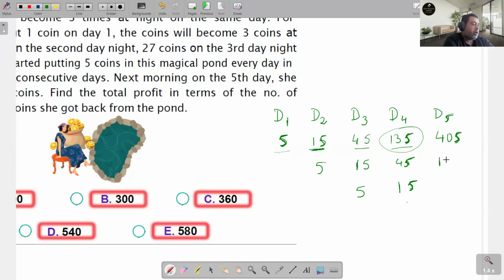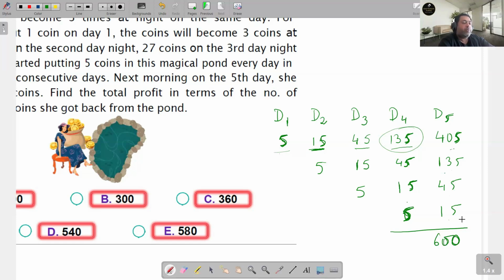These coins will become 135 coins. These coins will become 45 coins. And these coins, when she puts 5 coins on day 4 morning, will become 15 coins. So let's see what is the total here. 405 plus 135 is going to be 540. 540 plus 45 plus 15 is equal to 600 coins.